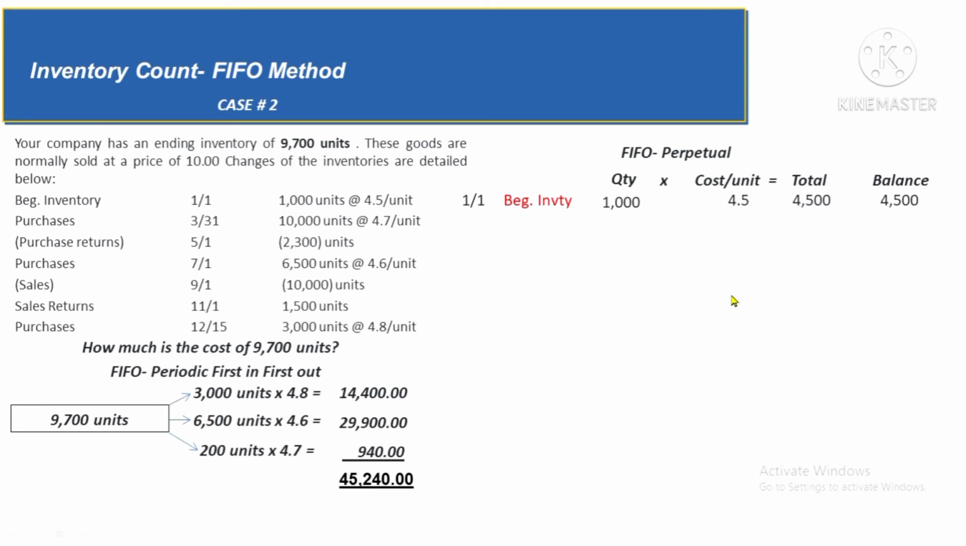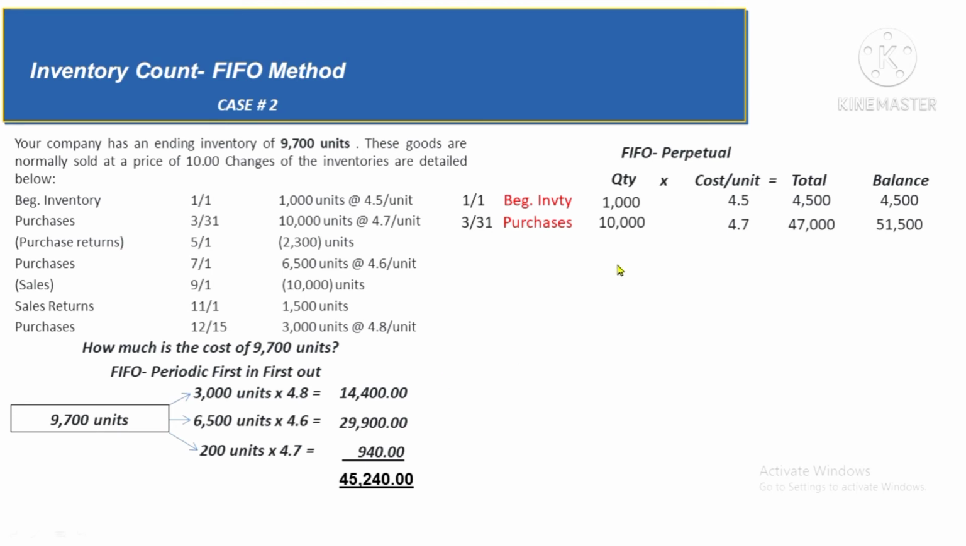Next is we have purchases of 10,000, which costs 4.7 per unit. The total for this one is 47,000. The running balance is now 47,000 plus 4,500, which will become 51,500. So that's how the process of perpetual works. It is not just focused on the 9,700 units ending inventory.